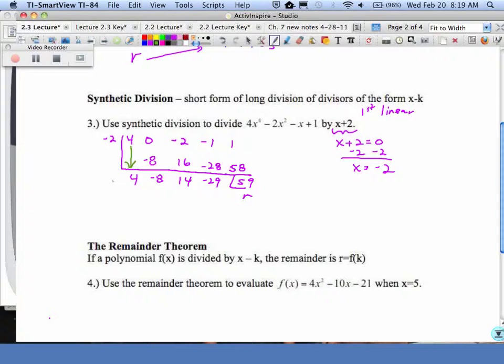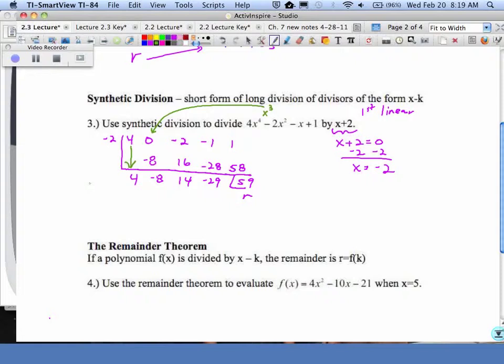Where'd the 0 come from? Good question. The x cubed. There's no x cubed in the problem, so we use the 0 as a placeholder. Remember how careful I was on the previous problem to line up like terms? Everything was a like term, top and bottom. Without doing this, you'll mess things up. So 0 and negative 8 is negative 8.